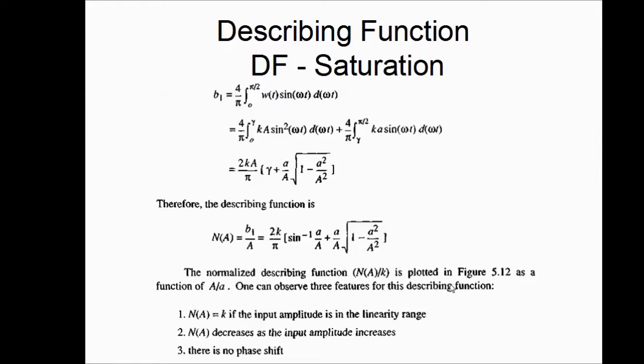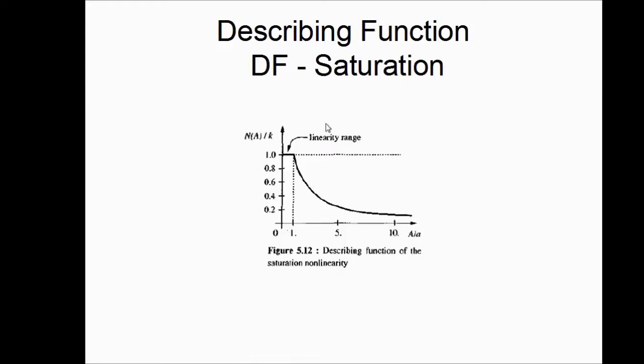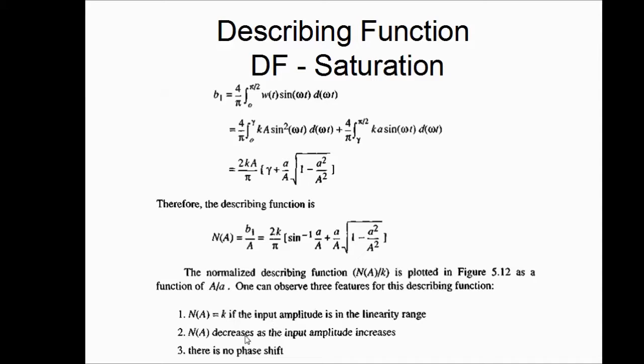So if you look at a graph of this describing function against A over a, capital A over small a, we have the following features. So this is the graph. There's a linear range and it becomes curved after the linear range. So we're plotting A over a on the x-axis and N(A) by K on the y-axis, where K is the slope of the saturation nonlinearity. So the properties are here.